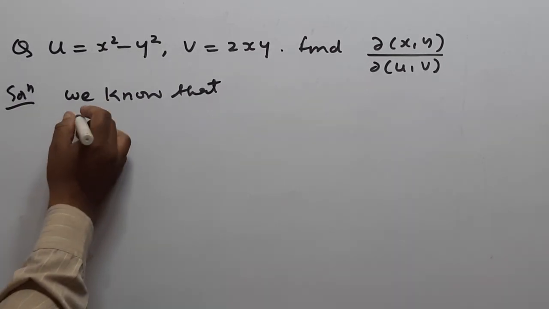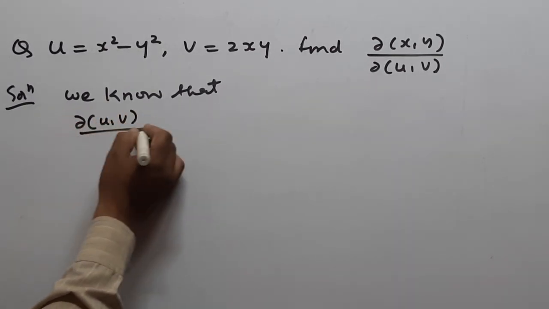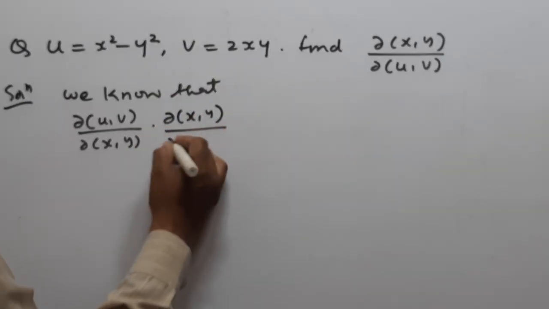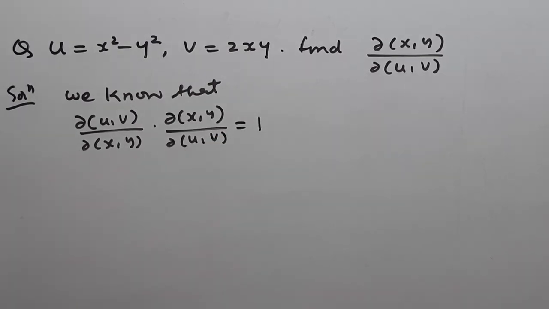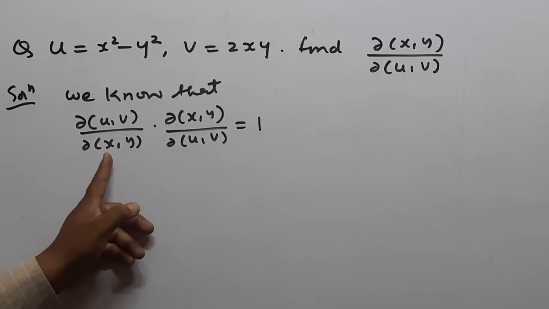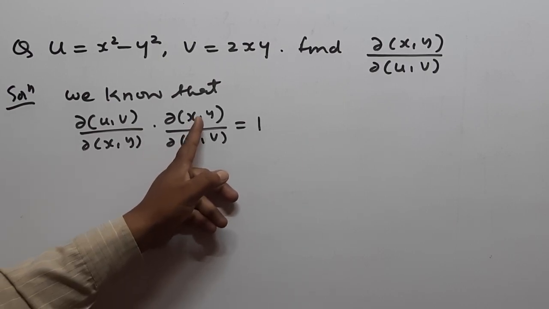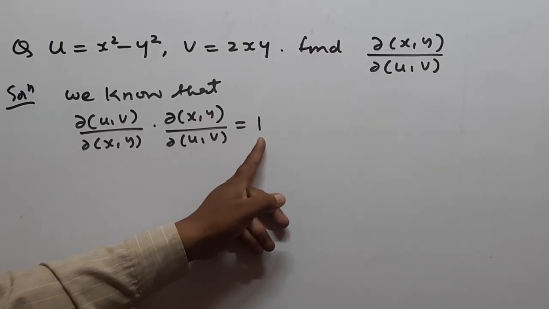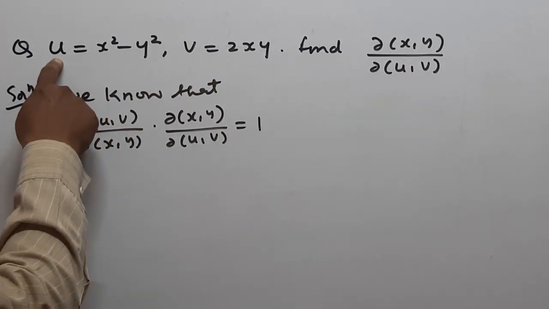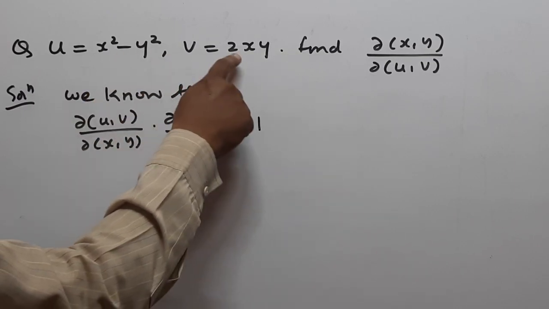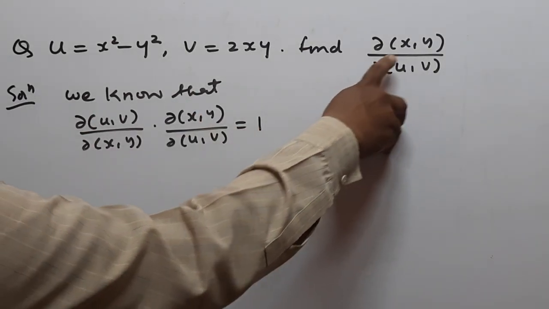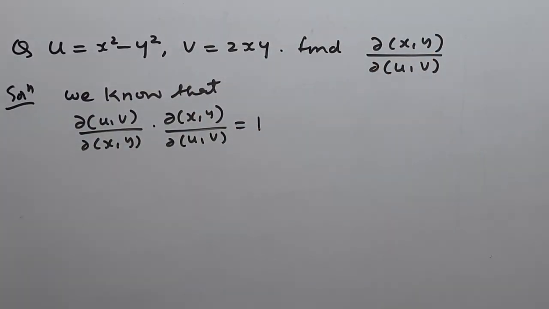we know that the product of the Jacobian of uv with respect to xy and the Jacobian of xy with respect to uv is equal to 1. So here, first we find the Jacobian of the given functions uv with respect to x and y, and using this property we find the Jacobian of xy with respect to uv.